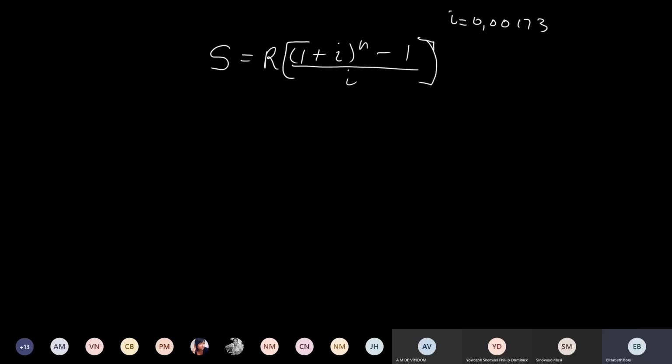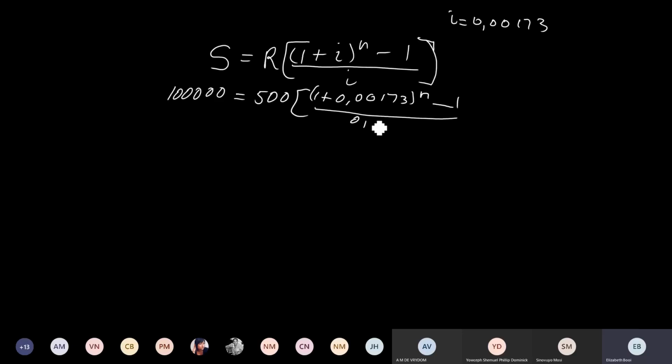Then we can substitute all the values. We know what our present value was. Our future value was 100,000 equals our payment was 500 times 1 plus 0.00173, which is our I, to the power of N minus 1 divided by 0.00173, which is our I.